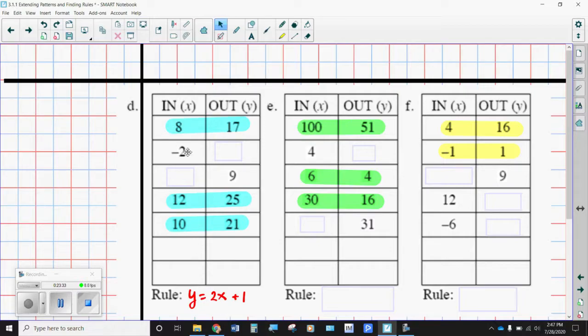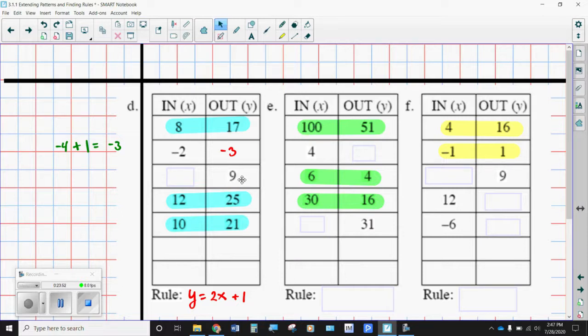So now we take that rule and we picture plugging in the negative 2 here. So what is 2 times negative 2? That would be negative 4. And negative 4 plus 1 is negative 3. So this number should be negative 3.